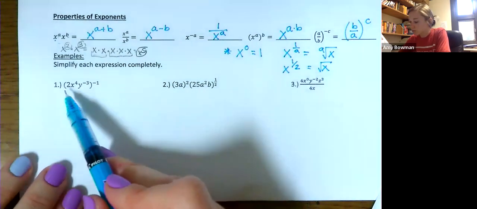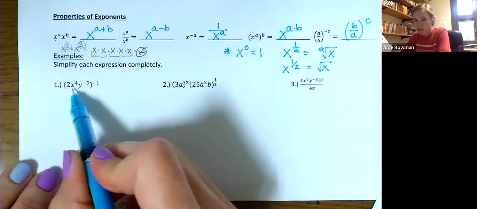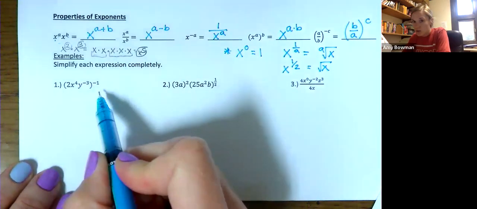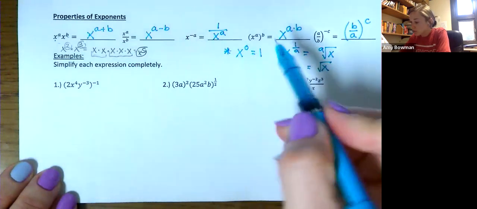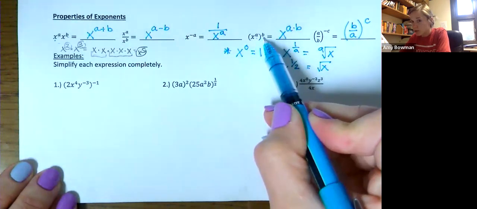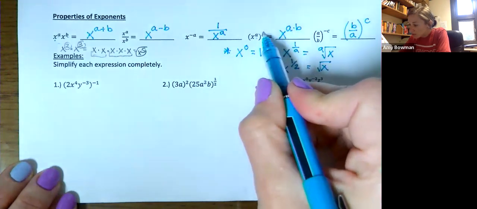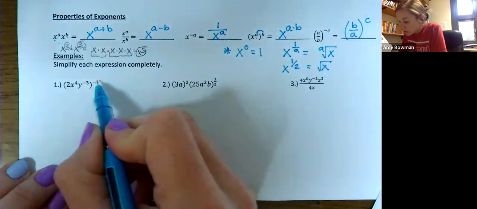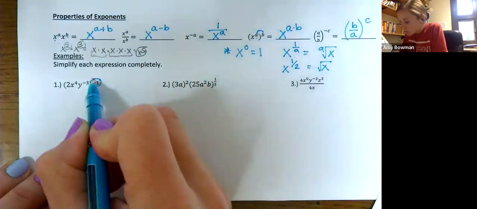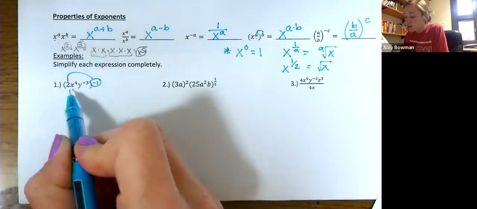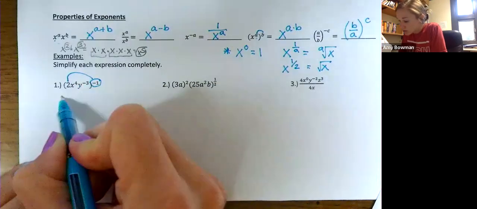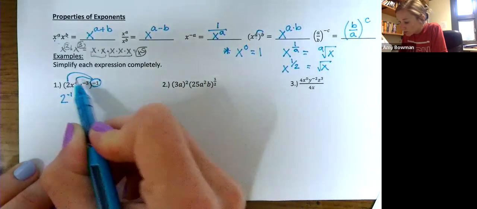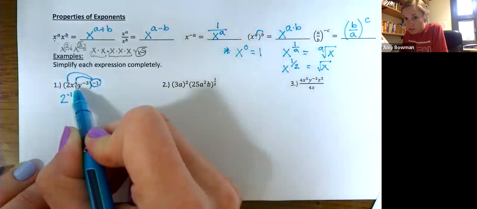Okay, so this one, number 1, I've got a whole bunch of stuff in the parentheses raised to the -1. So I'm going to use this property here. When I have something to a power raised to a power, you're going to raise everything in here to that power by multiplying. So I'm going to take -1 and it becomes the exponent of every single thing in here, including that 2. So it's going to be 2 to the -1 times x to the 4th to the -1. So I'm just multiplying 4 times -1.